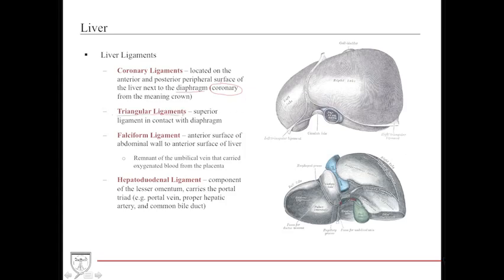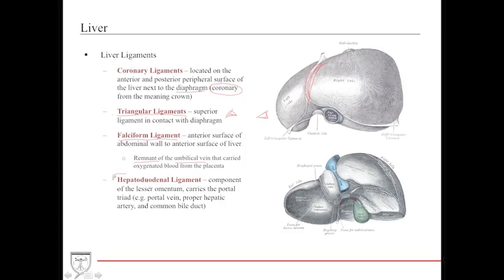Then you have your triangular ligaments, which are the superior ligaments in contact with the diaphragm, these triangular ligaments that sit out on the periphery of the liver. You have the falciform ligament that comes right through the liver itself. It's on the anterior surface of the abdominal wall of the liver. And it's important to note that it is actually a remnant of what we call the umbilical vein that used to carry oxygenated blood from the placenta of the mother to the fetus.